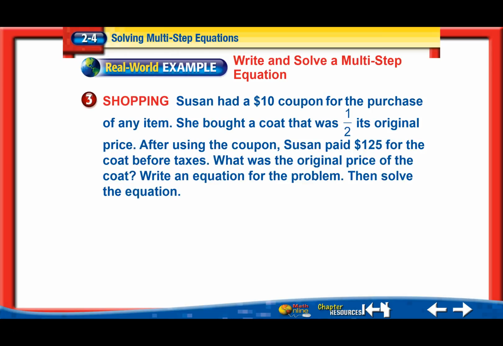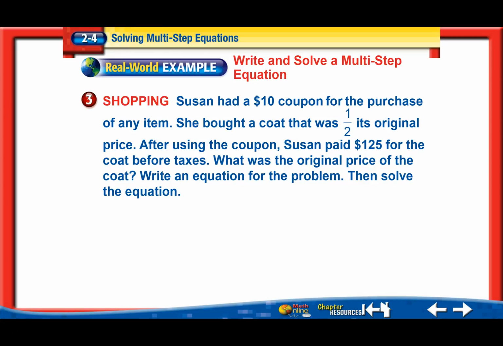All right, so here's kind of a real world problem. People love shopping, I'm sure. Gotta go buy new things. So Susan had a $10 coupon for a purchase of any item. She bought a coat that was half its original price.